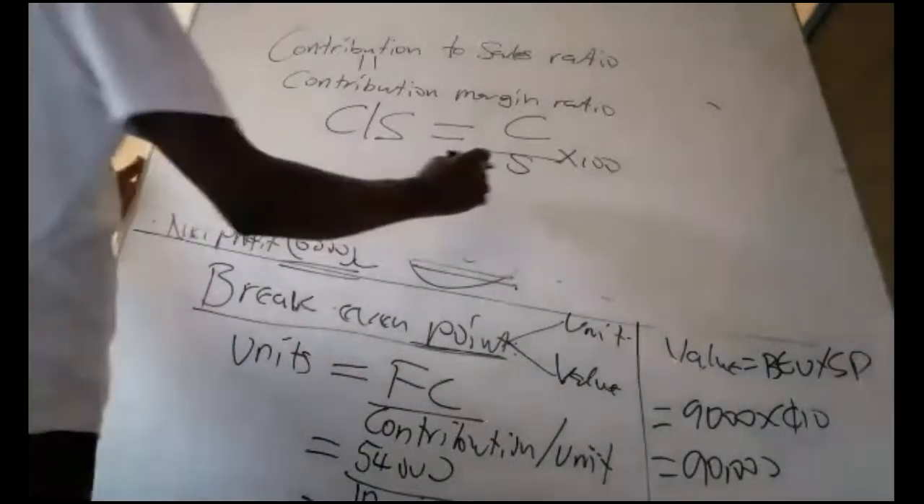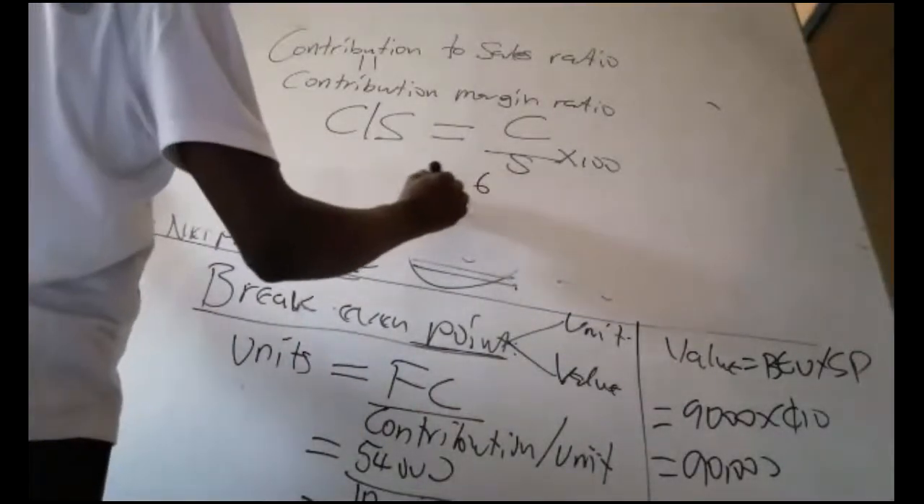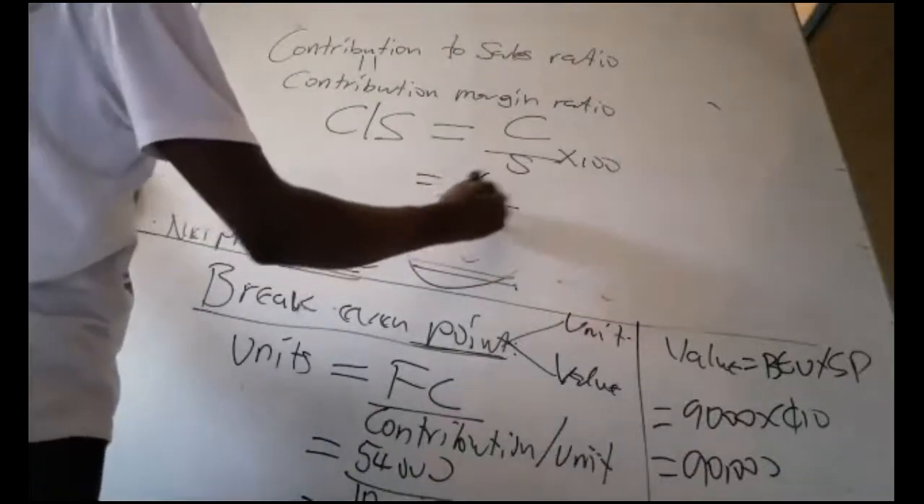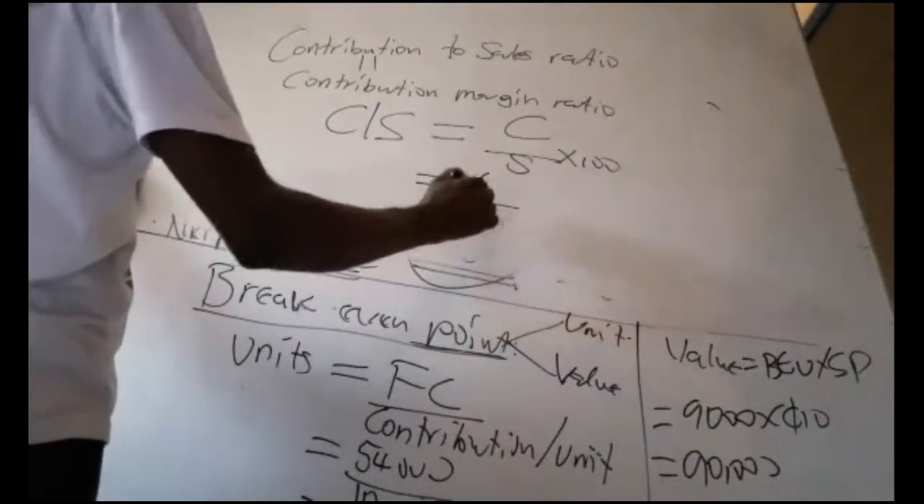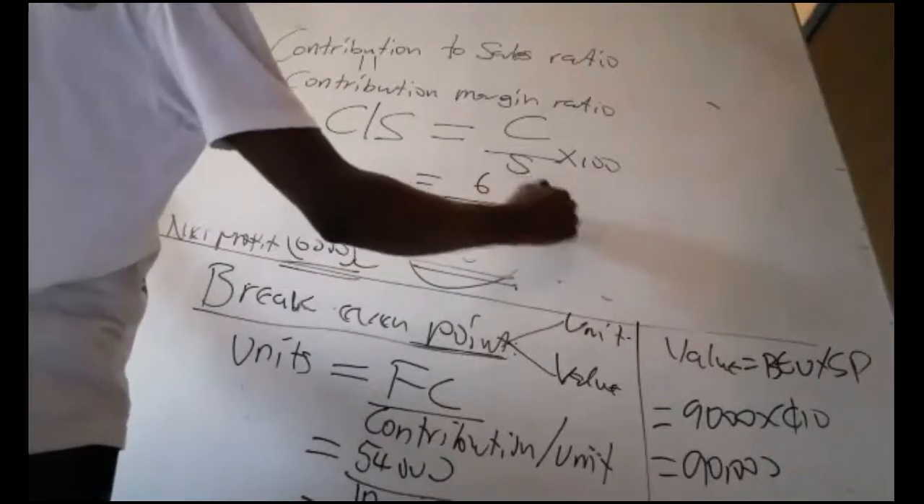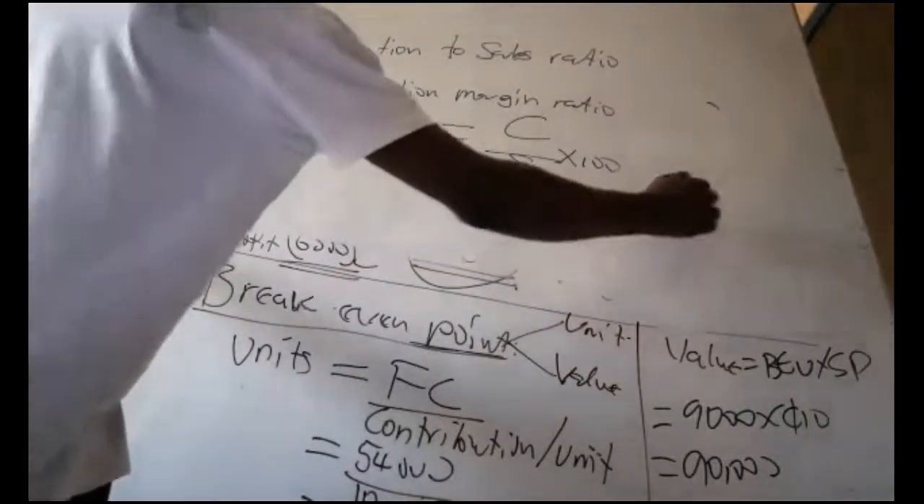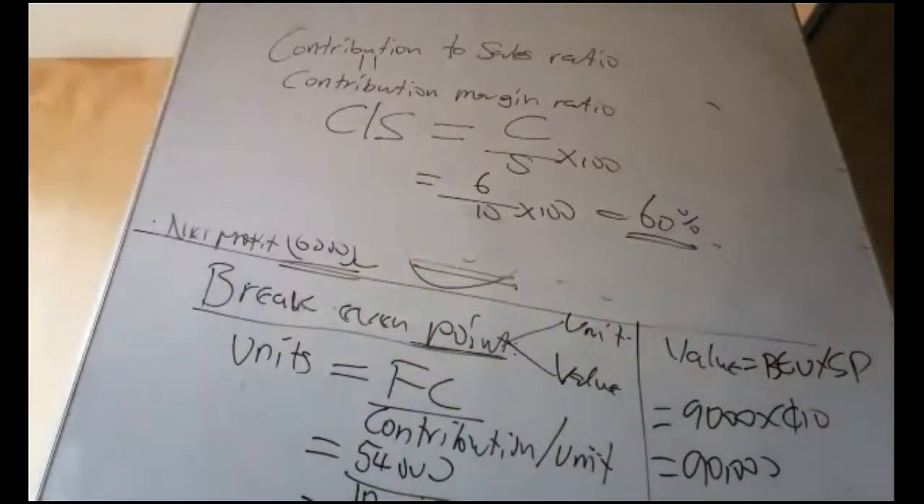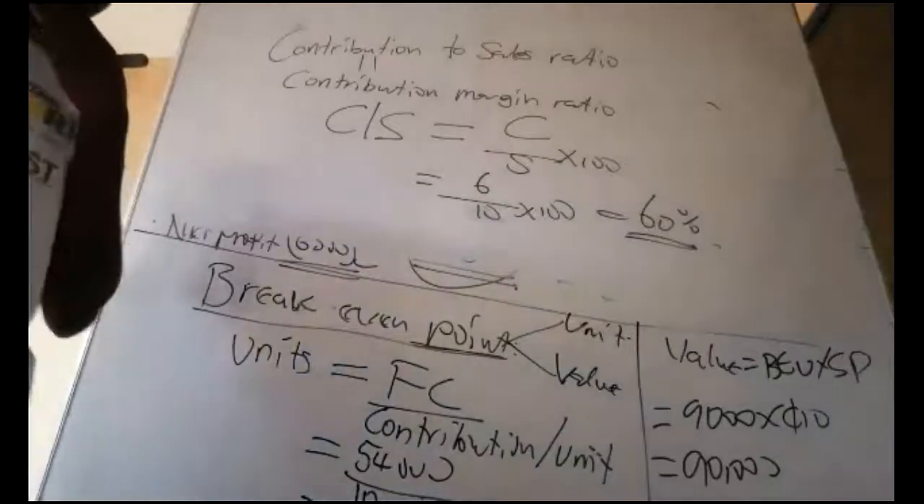So here what's the contribution? Here the contribution is 6 Ghana cedis. What's the selling price? The selling price was 10 Ghana cedis, times what? 100. So this is equal to 60%. I am done. 60%. That's perfect.